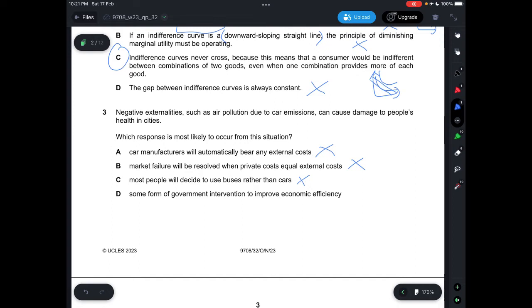Let's look at D. Some form of government intervention to improve economic efficiency, which is correct. So the government can intervene by increasing tariffs on producing cars with normal internal combustion engines, ICE for short. So this would be better. The government would then have to intervene in order to reduce these negative externalities. C is less accurate, even though it's possible.